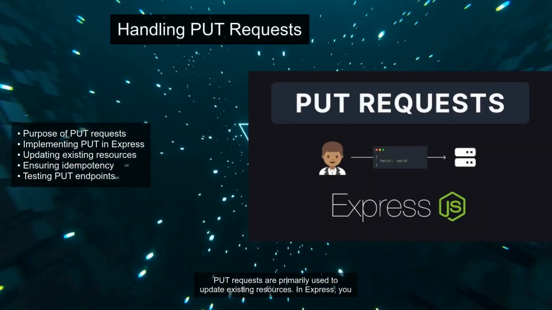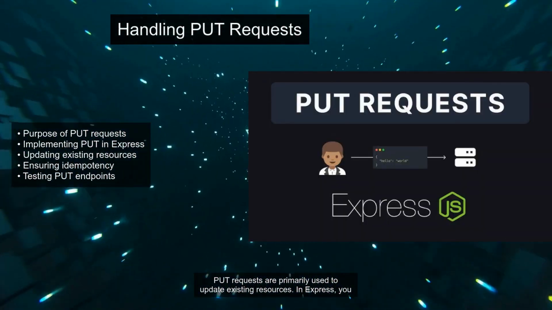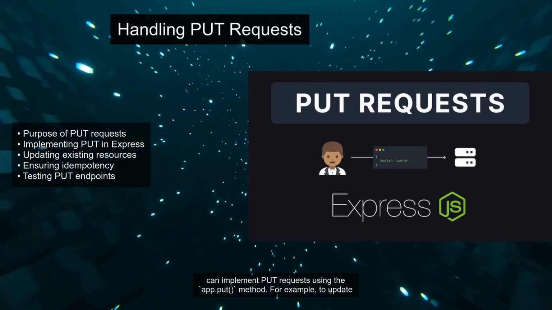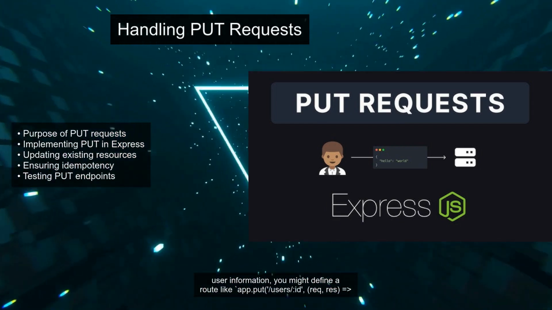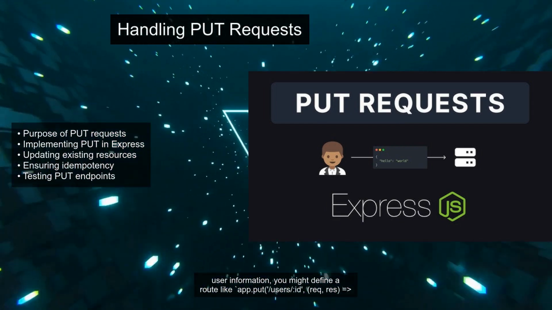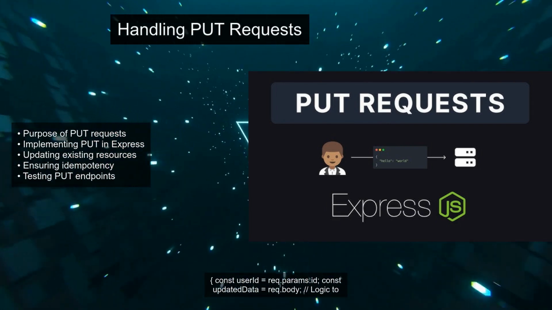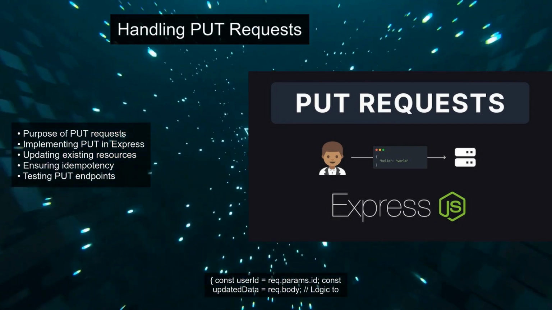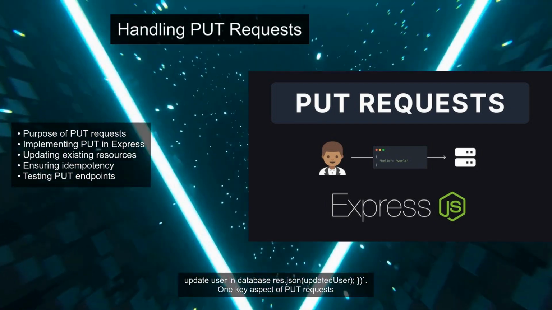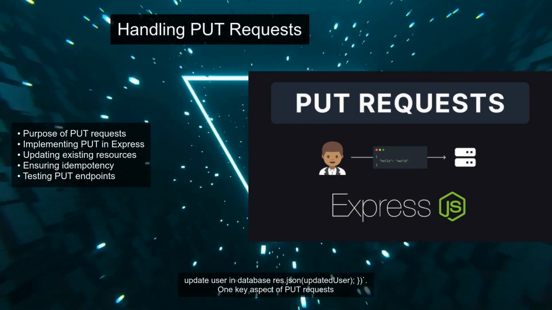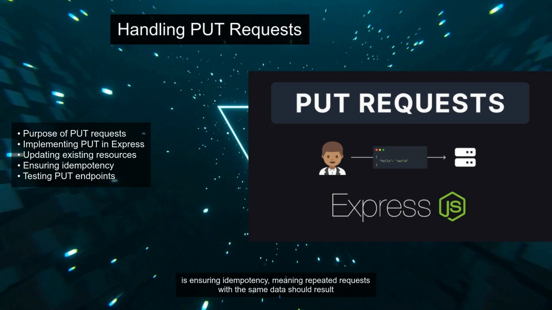PUT requests are primarily used to update existing resources. In Express, you can implement PUT requests using the app.put method. For example, to update user information, you might define a route like app.put('/users/:id', (req, res) => { const userId = req.params.id; const updatedData = req.body; // logic to update user in database res.json(updatedUser); }).